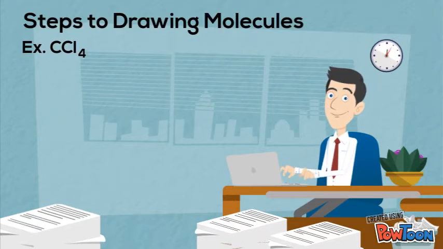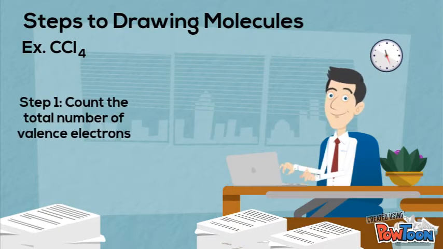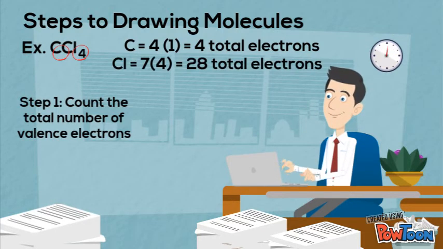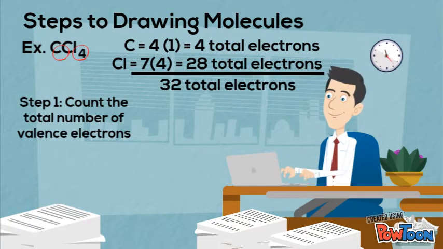So we're going to start with this example of CCl4, and step number 1 is to count the total number of valence electrons. So we're going to look at the subscript for carbon first. It's a 1, and each carbon gives us 4 valence electrons, so 4 times 1 gives us a total of 4 valence electrons from the carbons. Chlorine, which is a 4, each chlorine gives us 7 valence electrons, so 7 times 4 gives us 32 total electrons for the drawing.